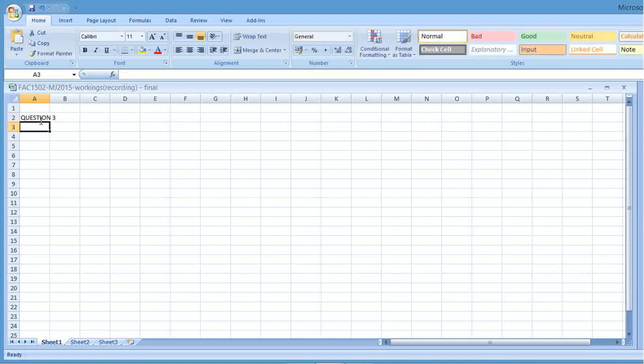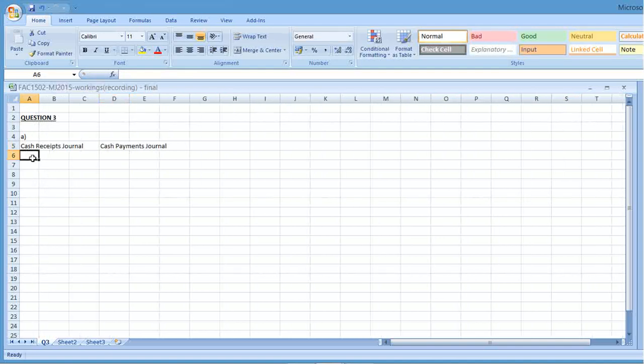Question 3. Part A was the receipts and payments journals. And cash payments. Day, details, and bank.